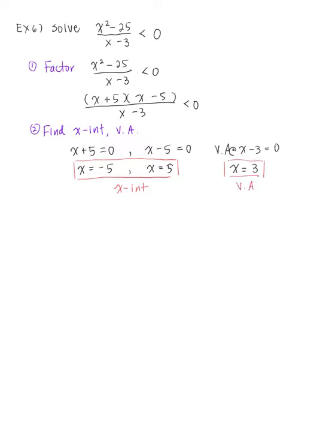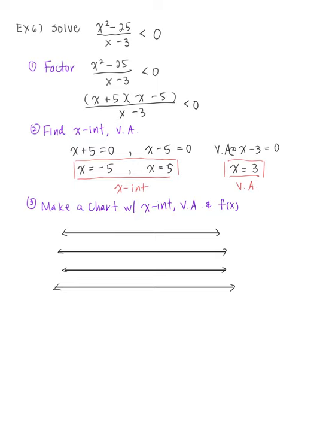All right, now step 3, same thing. Make a chart with all the x-intercepts and the vertical asymptote and our function f of x. So how many lines are we going to have here? I think we're going to have a total of 4. Do you see why? Because you have x plus 5, x minus 5, and x minus 3, so that takes care of 3 lines. And then at the very end, we're going to have the whole entire function appearing. So let's make 4 lines. The first line is for x plus 5. Next one, x minus 5.